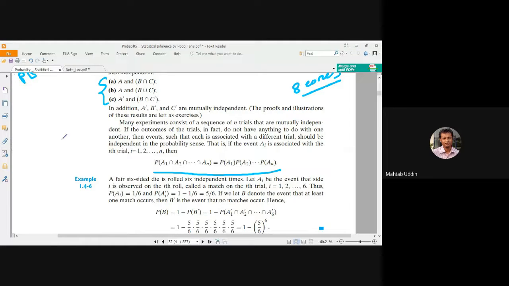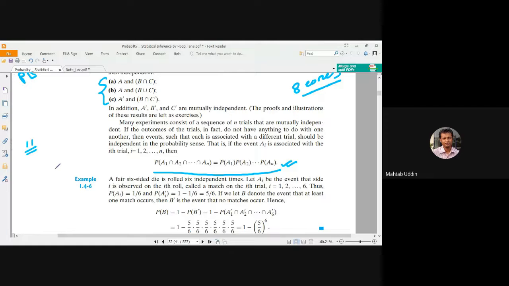Okay, like in a football game, there are how many players? 11 players usually. In a match, there are 11 players. So each player can have a chance to shoot in a penalty. Each of them can independently shoot, right? So the probability of getting a goal is mutually independent. So we can write this.